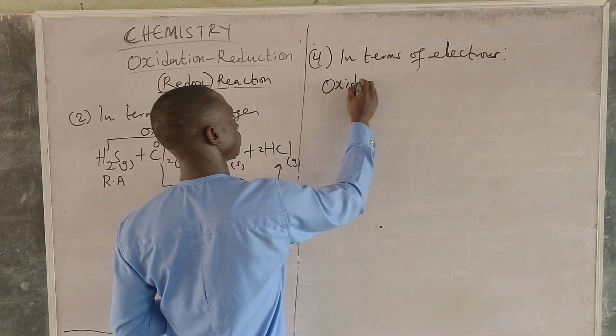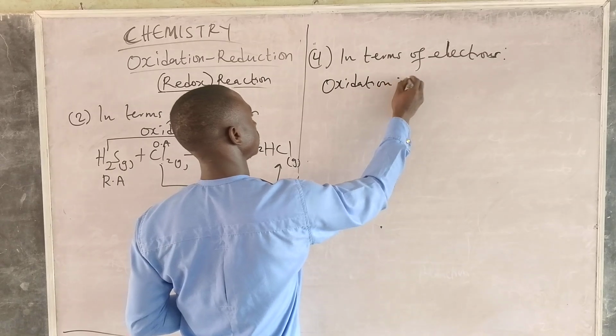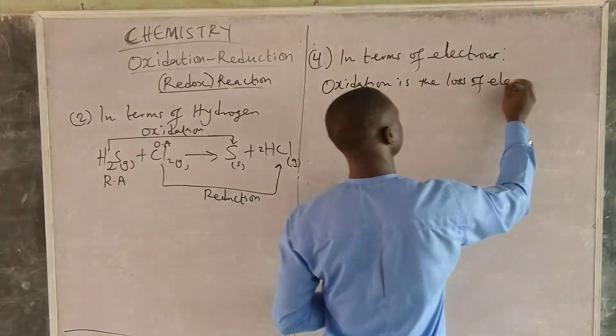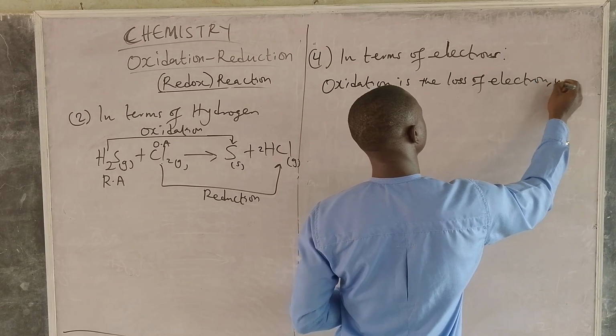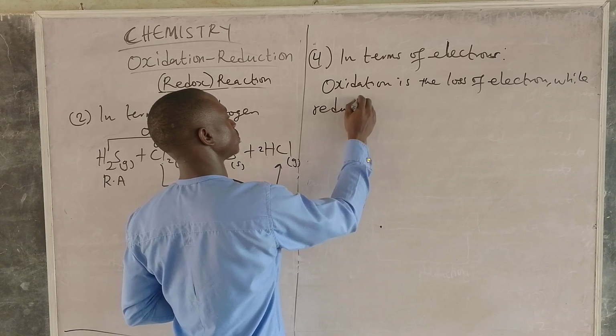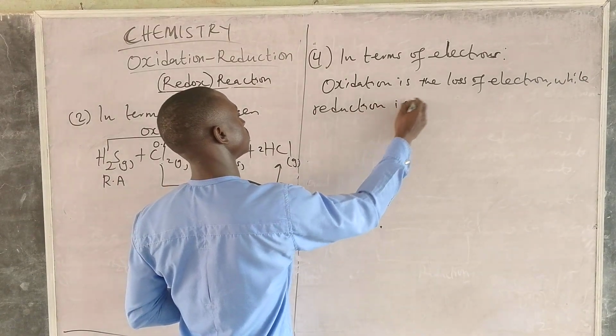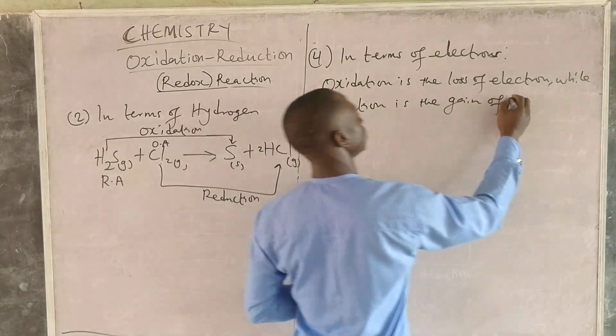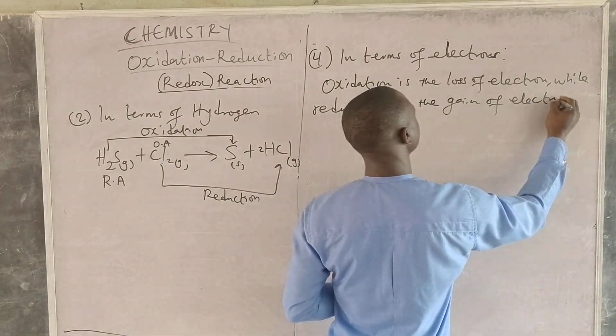Oxidation is the loss of electron, while reduction is the gain of electron.